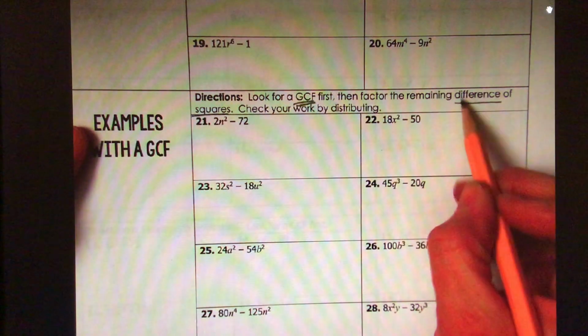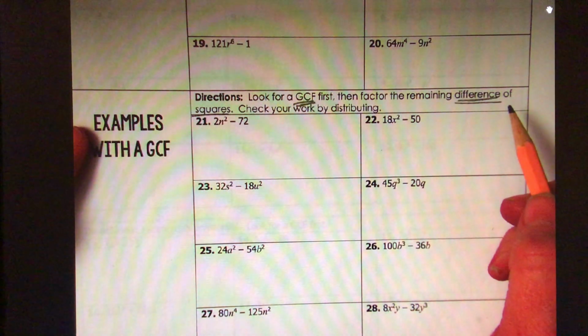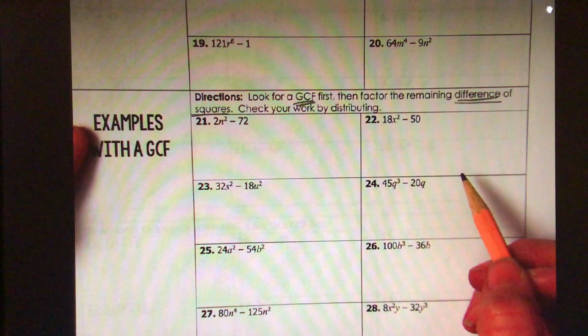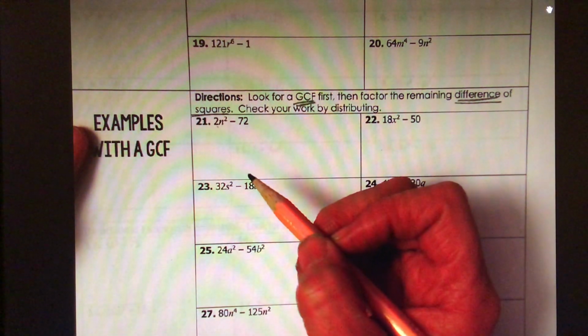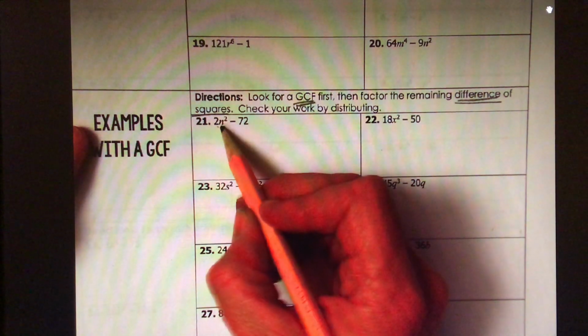So there are a couple things I have to make sure I understand, and then I can check my work by distributing. So let's go for it. Well, first of all, I know that 2 is not a square number, but n squared is a square number.